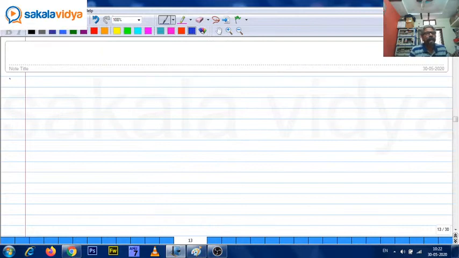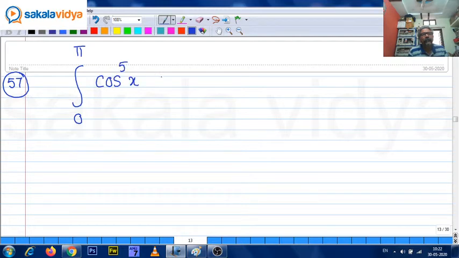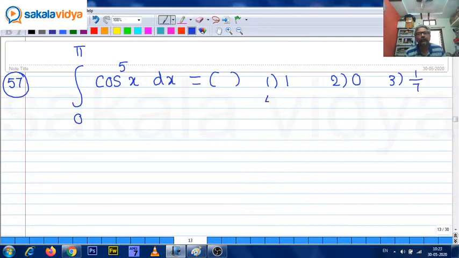Fifty-seven. Integral 0 to pi cos x to the power of 5 dx equals to. Okay, Dishwank. First option 1, second option 0, third option 1 by 7, and fourth option pi.